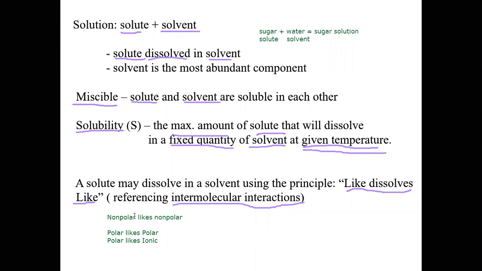So if something is nonpolar, it's going to dissolve in a nonpolar solvent, such as oil and hexane. If something is polar, it's going to dissolve in a polar solvent, such as, well, sugar dissolves in water. Methanol is miscible in water. Sodium chloride dissolves in water. So those are all examples of polar solvents dissolving polar and ionic solutes.